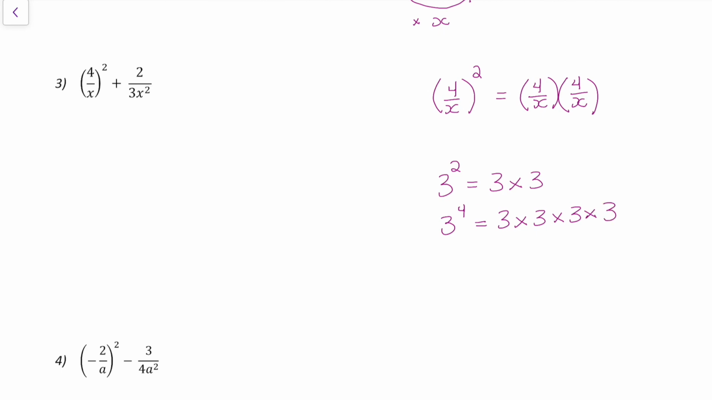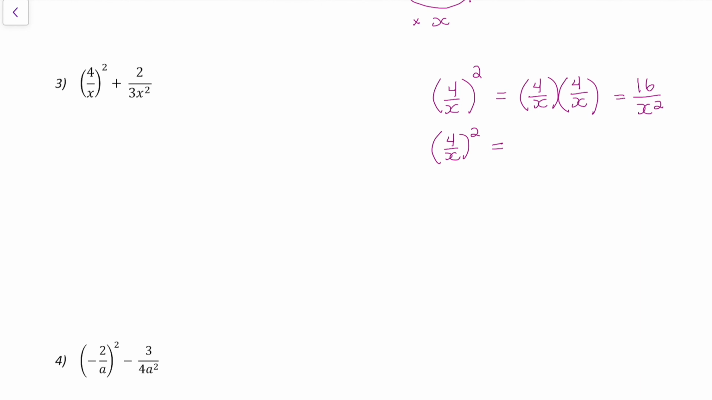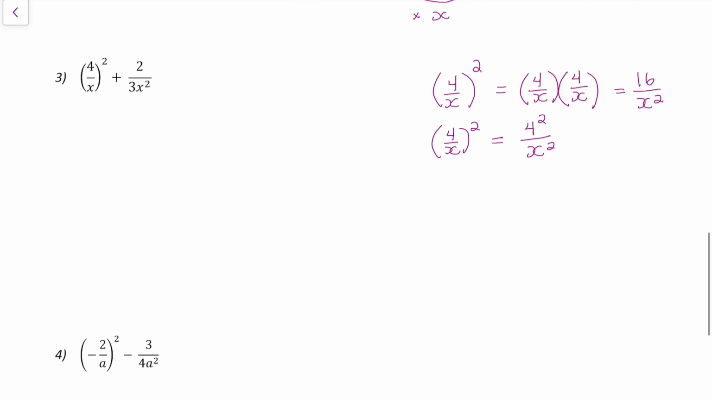So it's taking this base and multiplying it by itself, whatever the power is. So I'm taking my base, which in this case is 4 over x, and I'm multiplying it by itself 2 times. So I end up getting 4 times 4, which is 16, and x times x, which is x squared. So when you see something like this, what you're actually doing is doing 4 squared over x squared. So that squared applies to the top and the bottom, not just the top. Okay? So again, this becomes 16 over x squared.